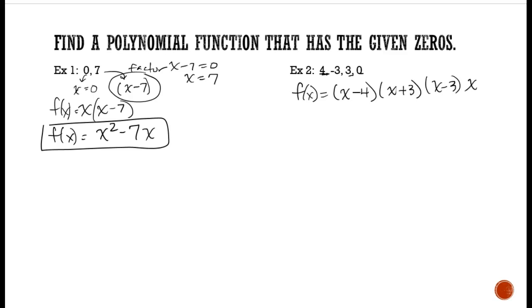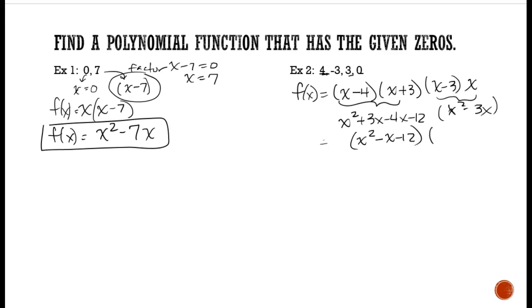Okay, so I'm just going to start by multiplying these out two at a time. I'm going to do these two, and then I'm going to multiply these two. So if I FOIL the first two out, I get x squared plus 3x minus 4x minus 12, which is x squared minus x minus 12. All right, so when I distribute the x over here, I have x squared minus 3x.